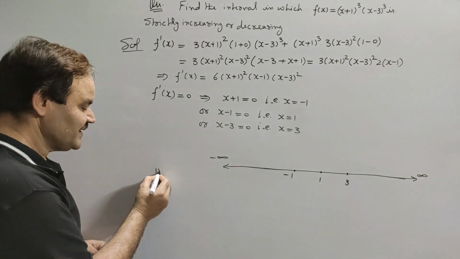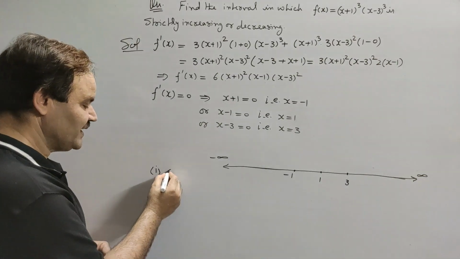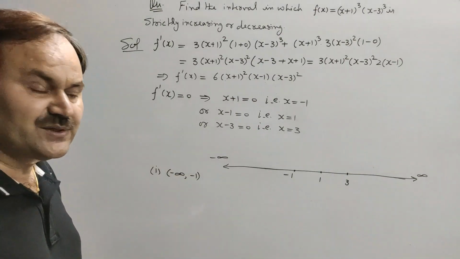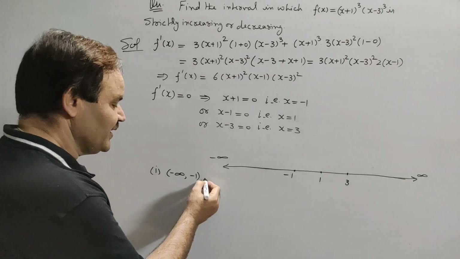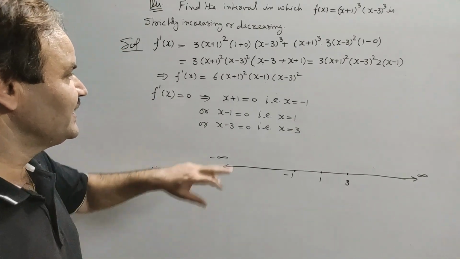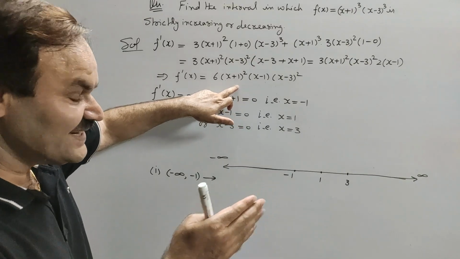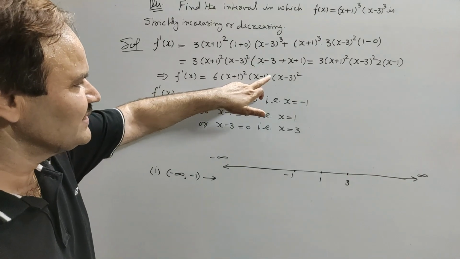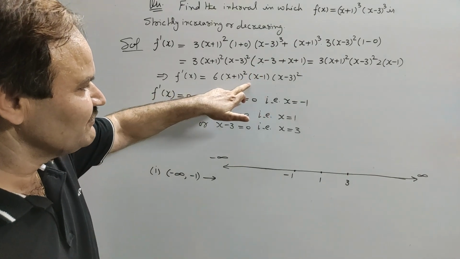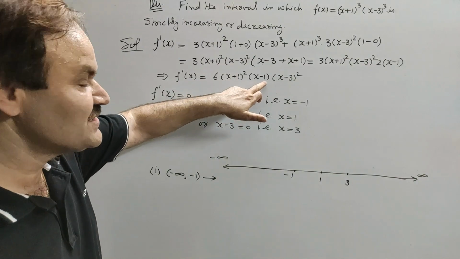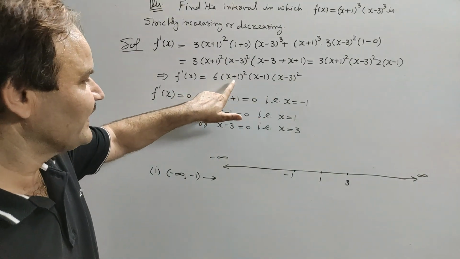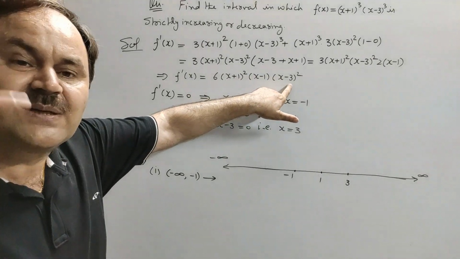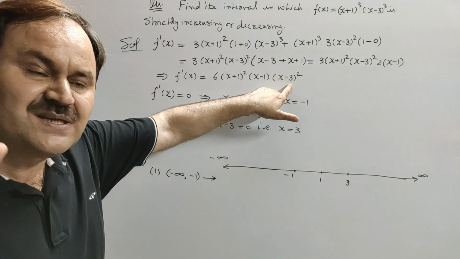The first interval is the leftmost interval, that is from minus infinity to minus 1, that is the open interval minus infinity to minus 1. Now in this interval, the value of x is less than minus 1, and for every value of x which is less than minus 1, this term will be negative. It means x minus 1 will be negative, while the rest 2 terms, that is (x plus 1) whole square and (x minus 3) whole square, being perfect squares, will always be positive.